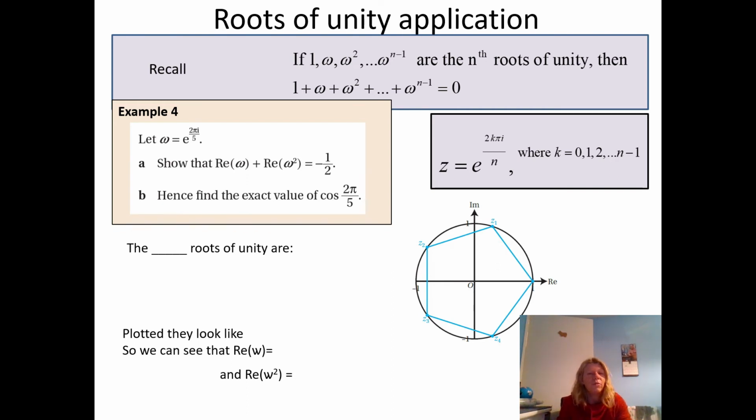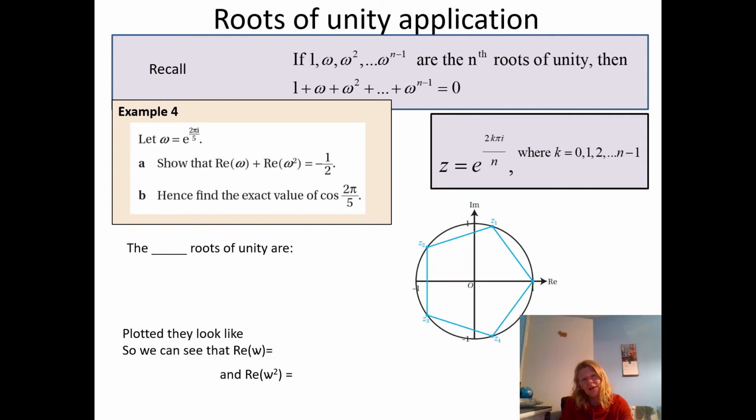If 1, omega, omega squared, up to omega to the n minus 1 are the nth roots of unity, then the sum of those roots will be 0. Now we look mainly at cube roots of unity, but this question isn't a cube root of unity. We're going to see what it is in a second, but we've also got that little rule here down the bottom, which is in your formula booklet, that z equals e to the 2k pi i over n for the roots of unity, for when k is 0 to n minus 1.